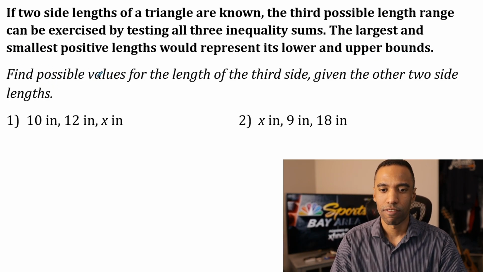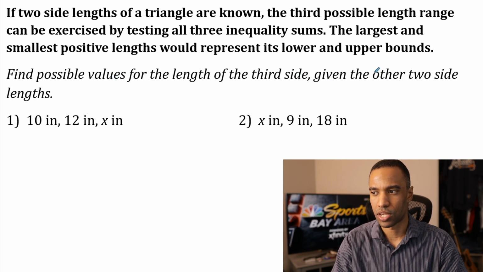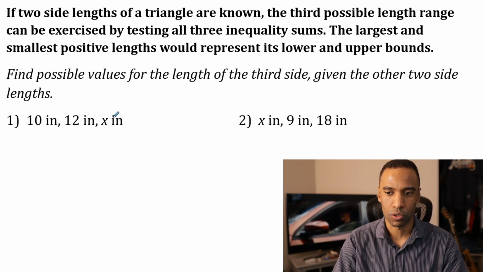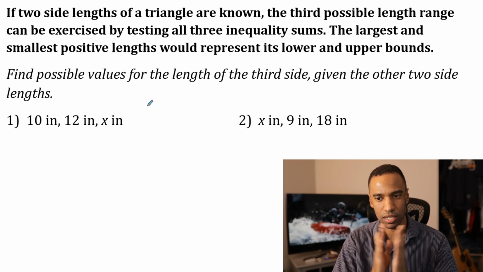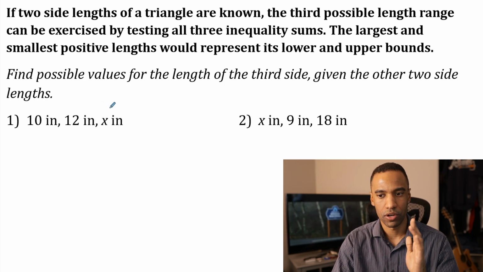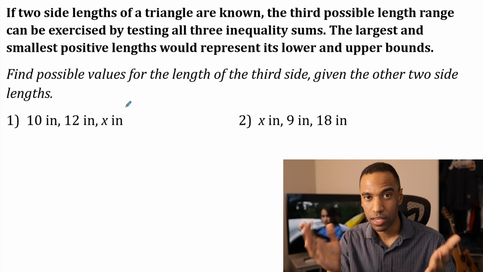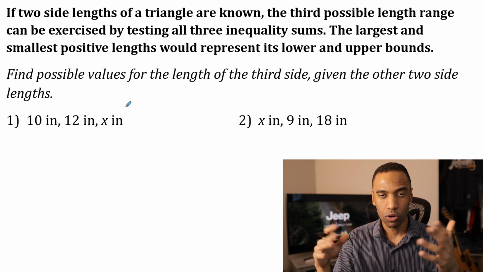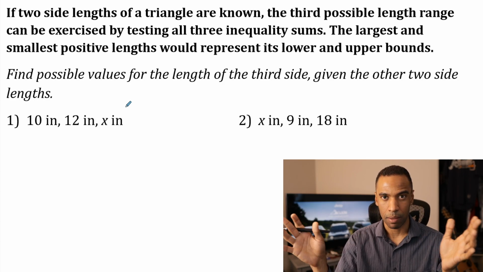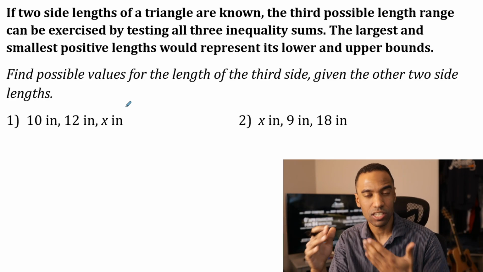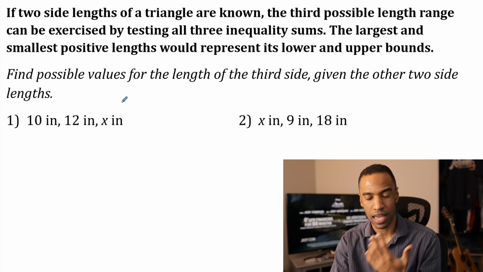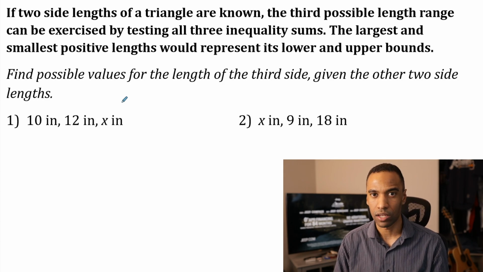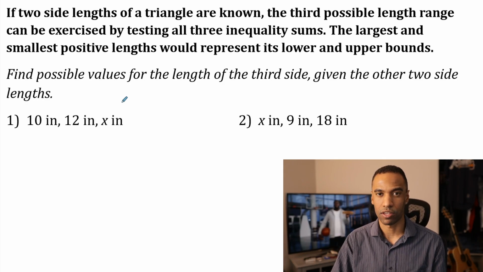And the examples here, find possible values for the length of the third side given the other two side lengths. Let's say I had a triangle where I knew that one length was 10, the other was 12. Now this third side here, guys, here's the idea. We don't know whether this third side x needs to be the longest side, the shortest side, or the middle side. And it doesn't matter which one, it doesn't need to be any of them. It can be a range of them. Can x be the number 7? Can it be 7 inches and it still be a triangle? Can it be 15 and still be a triangle? What is the range of x values that we can choose?